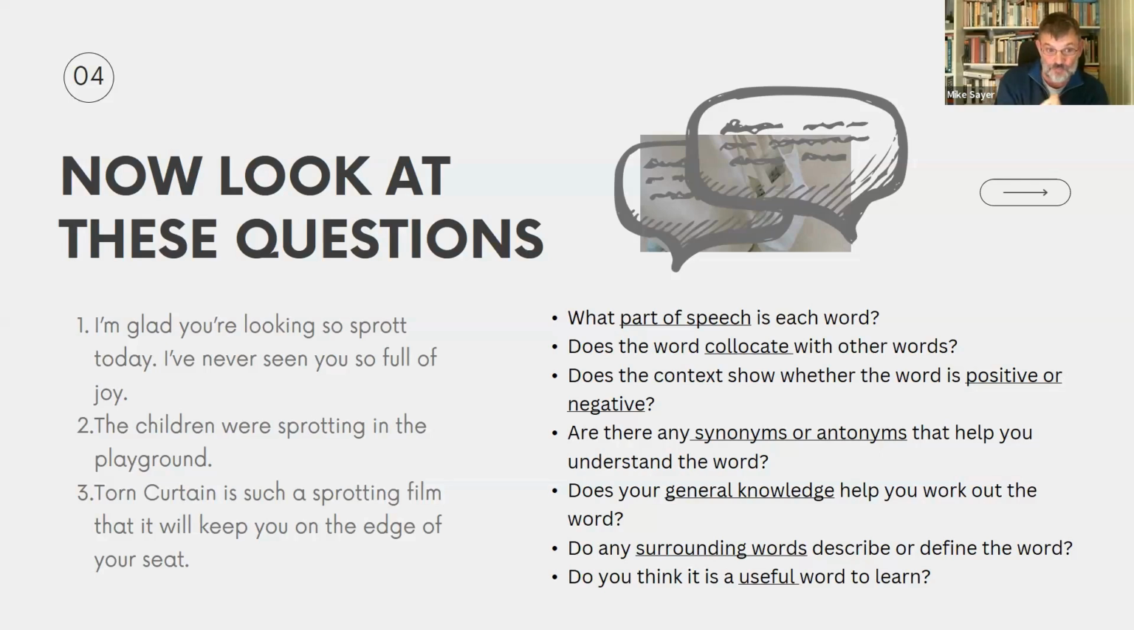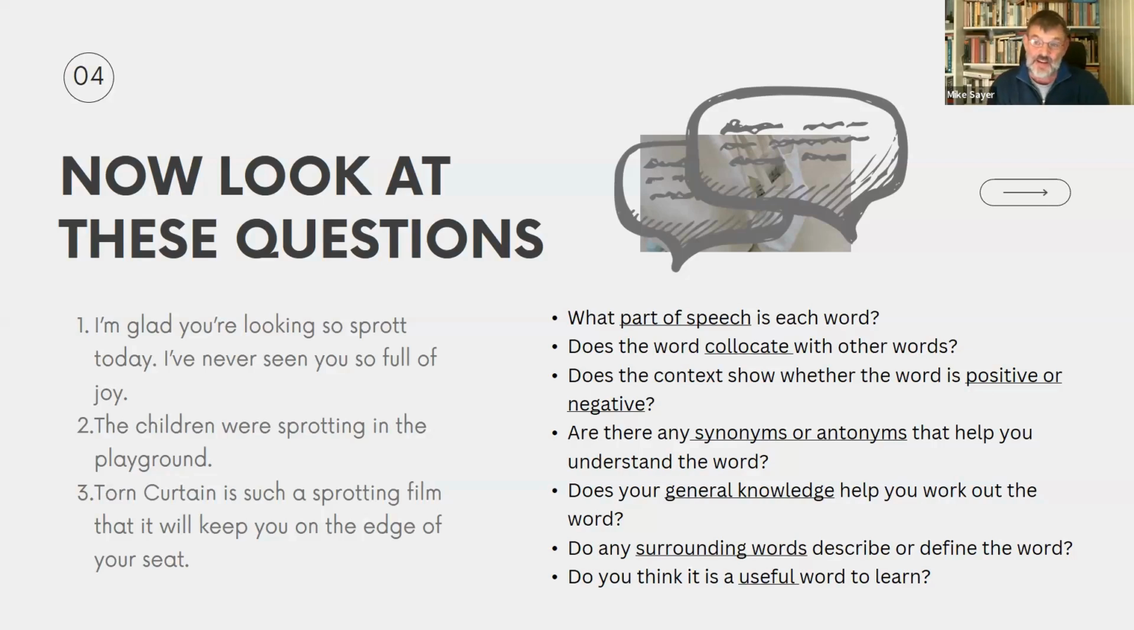Okay, so if you were to actually apply all those questions, what would you find out? Well, in number 1, you would find out that sprot is defined and described by the sentence. It has a synonym, full of joy. It's a positive word. So we kind of know that sprot means something like happy. There's enough information there to be able to make a pretty good guess about what that word means.